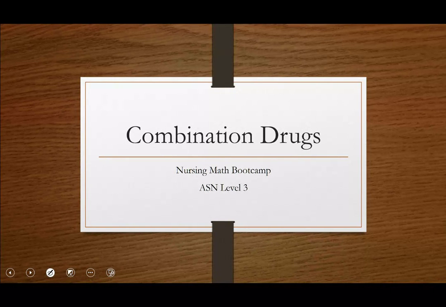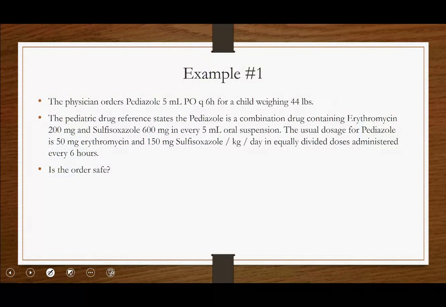In the last section, we'll look at combination drugs. In our first example, we're given a physician order for pediazole, 5 milliliters, administered orally every 6 hours for a child weighing 44 pounds. The pediatric drug reference states that pediazole is a combination drug containing erythromycin, 200 milligrams, and sulfadoxine, 600 milligrams in every 5 milliliter oral suspension.